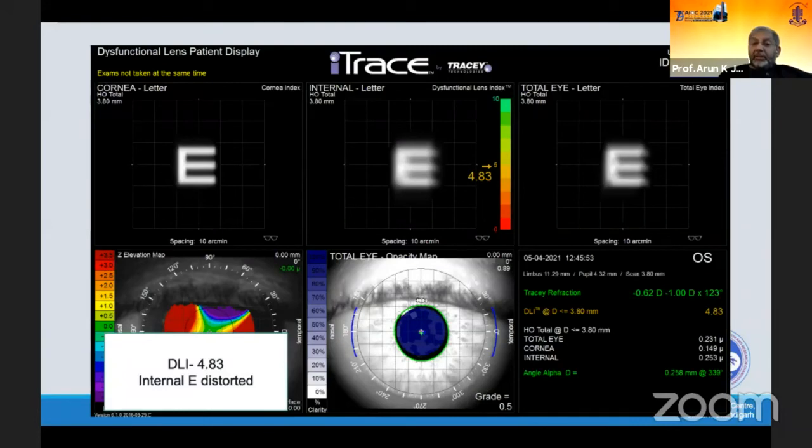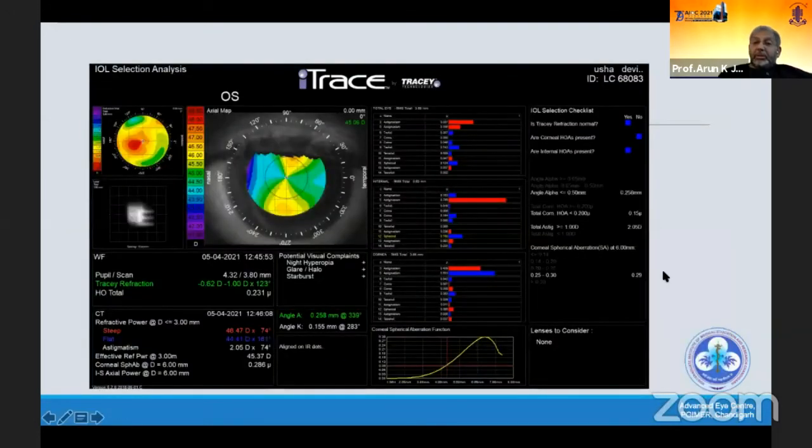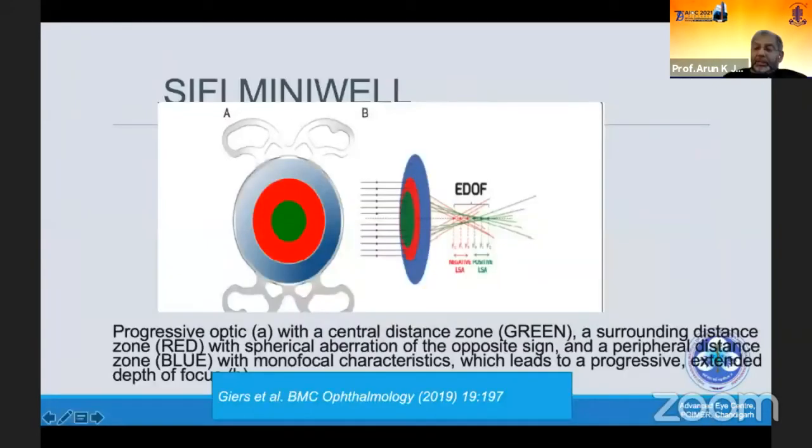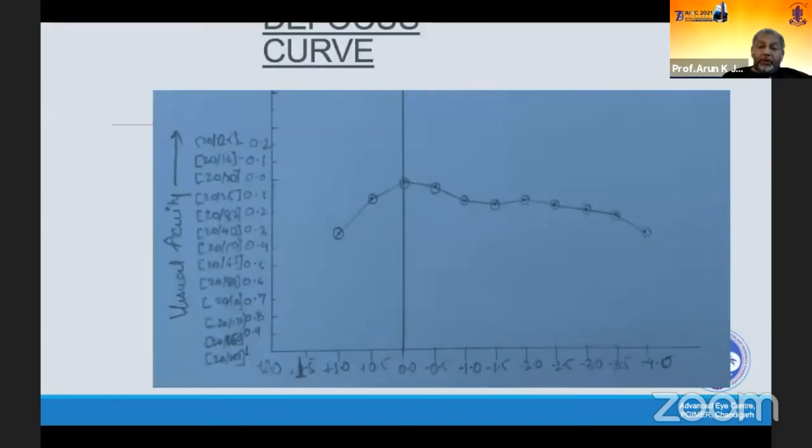She had a corneal spherical aberration of 0.29, and we could choose any IOL. There's no contraindication for doing multifocal. Angle alpha is good, as well as kappa, and we put in a SIFI multifocal DOF IOL in this case.